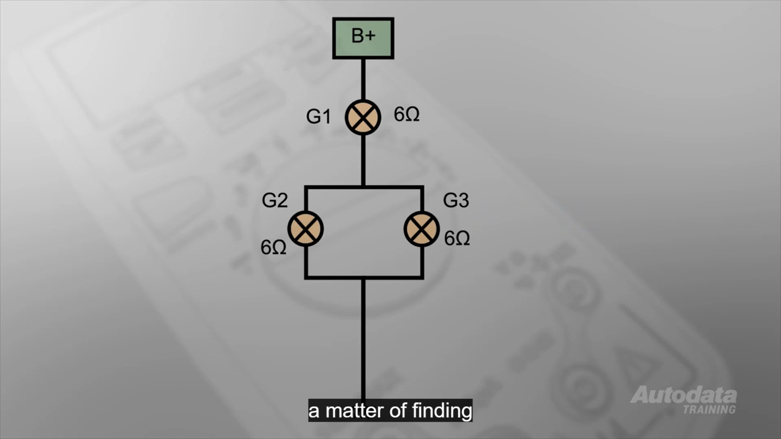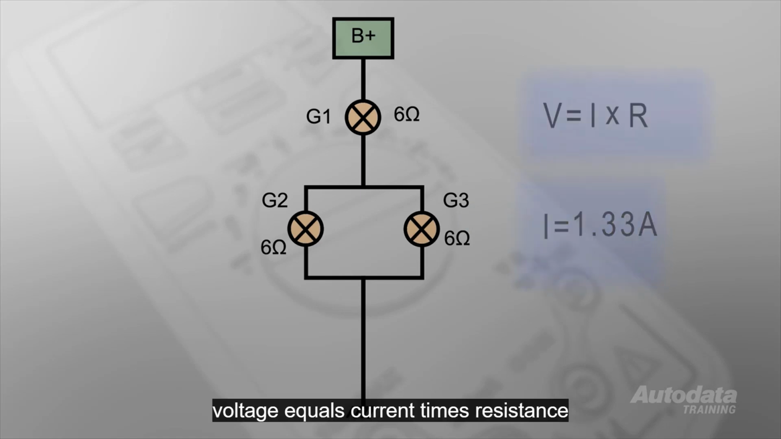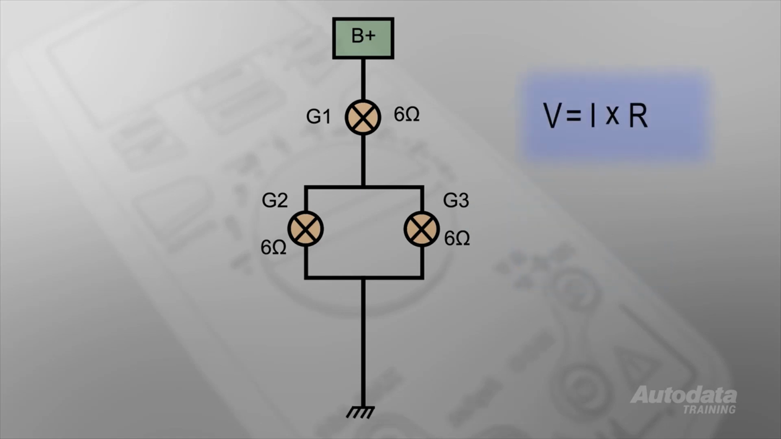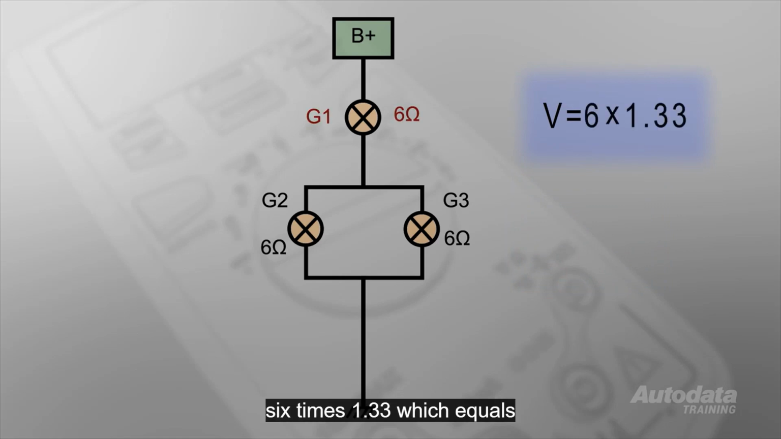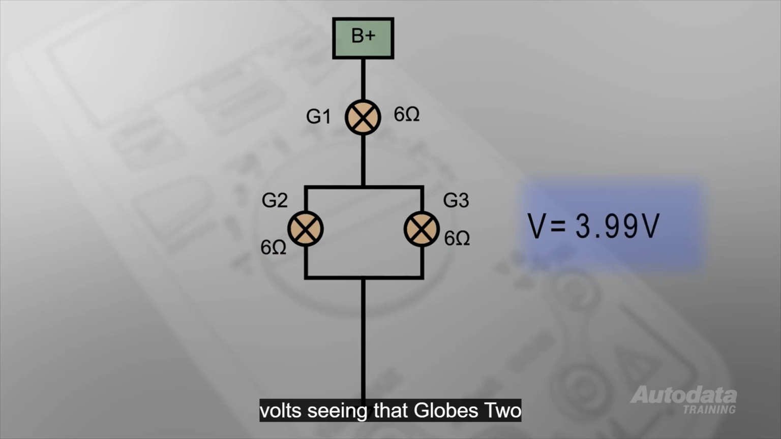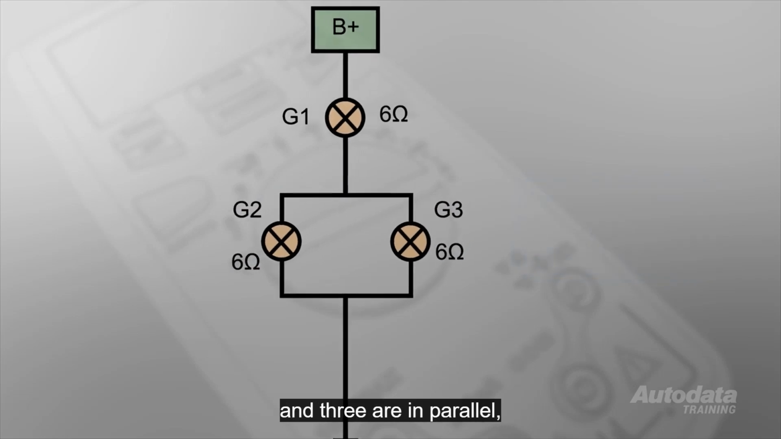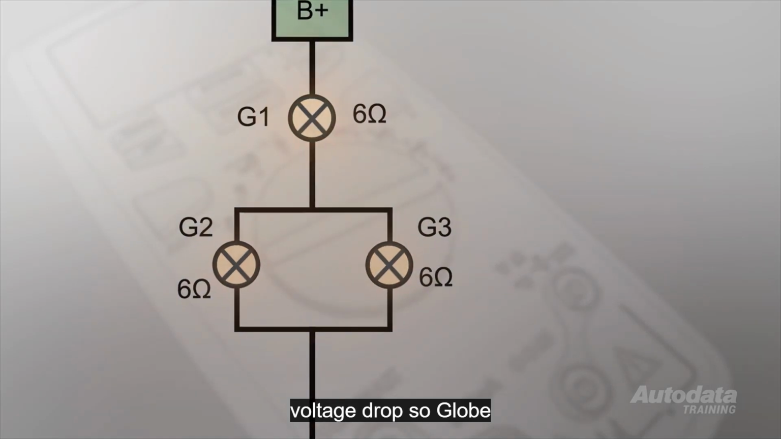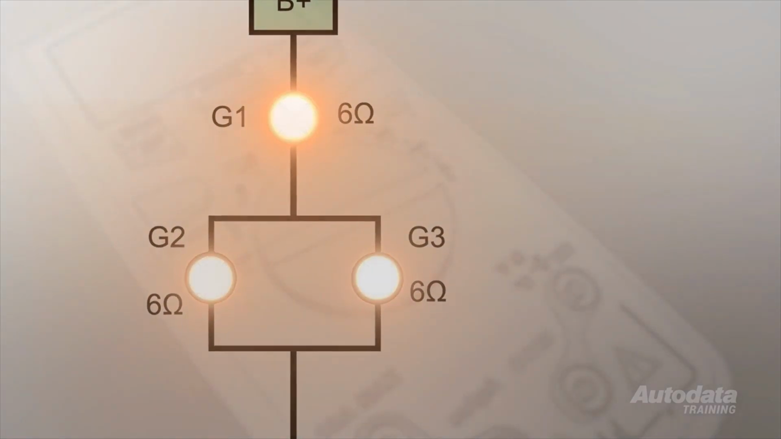Calculating the voltage drop is a matter of finding the current and multiplying it by the resistance. The current equals voltage divided by resistance. That's 12 divided by 9, which equals 1.33 amps. Voltage equals current times resistance. Globe 1 will have 6 times 1.33, which equals 7.98 volts. Globes 2 and 3 will have 3 times 1.33, which equals 3.99 volts. Seeing that globes 2 and 3 are in parallel, they will have the same voltage drop. So globe 1 will be the brightest.